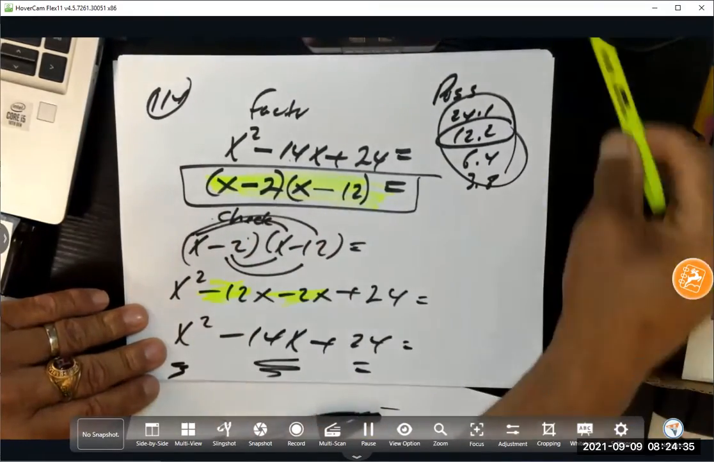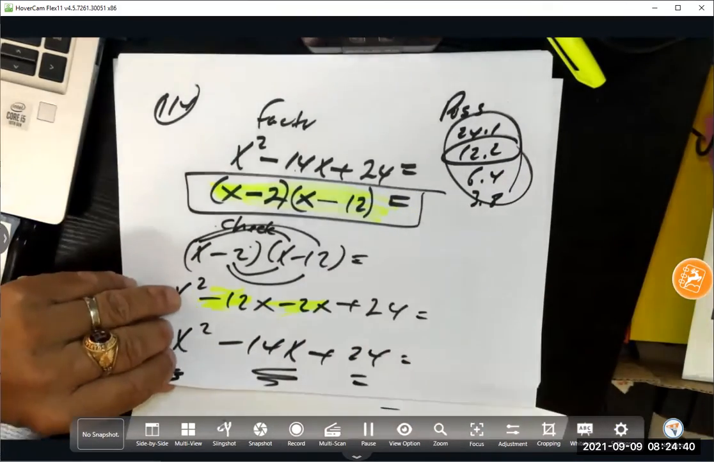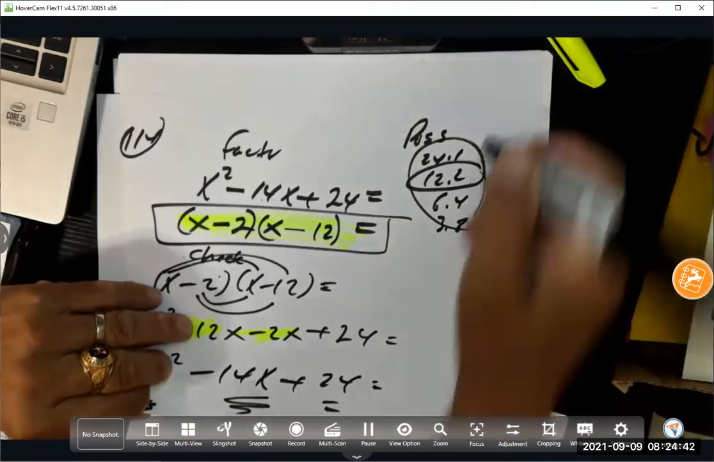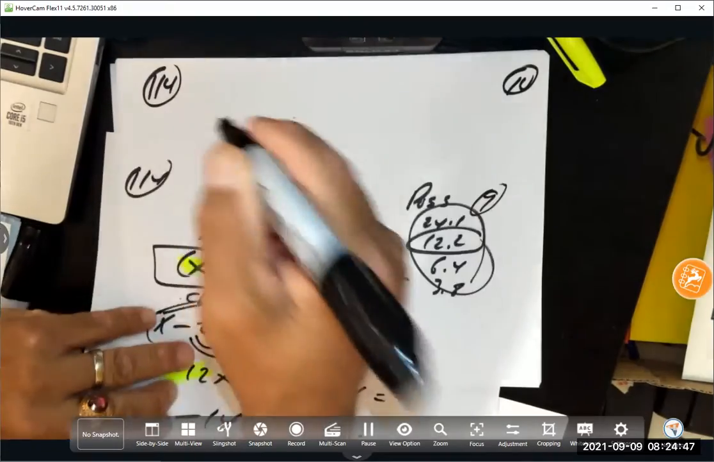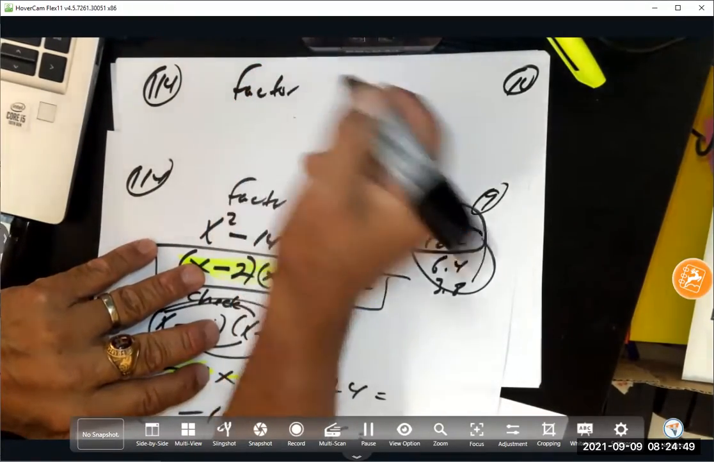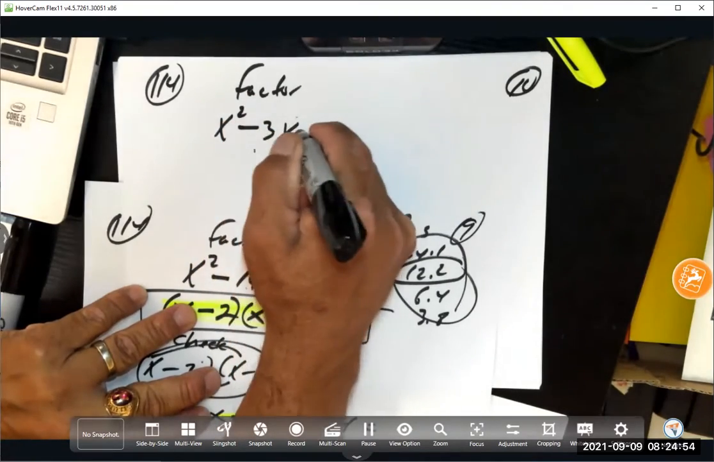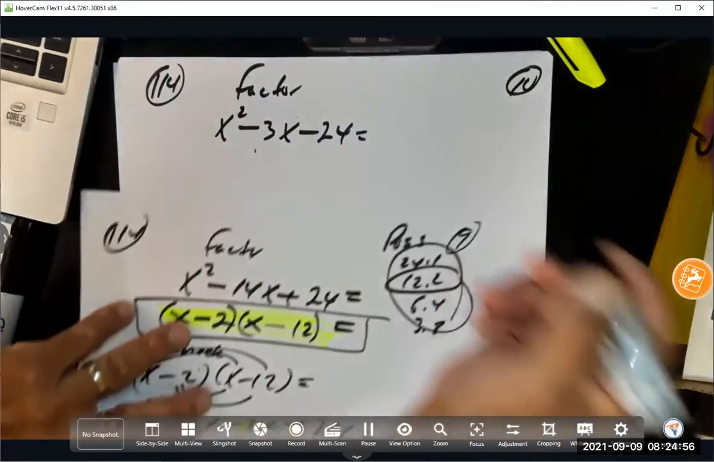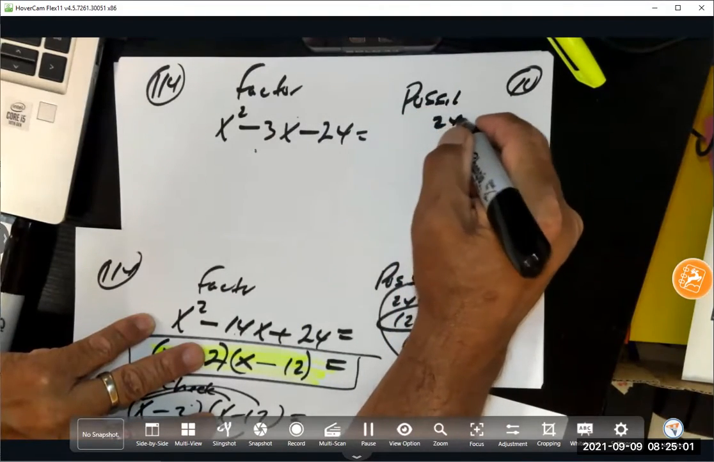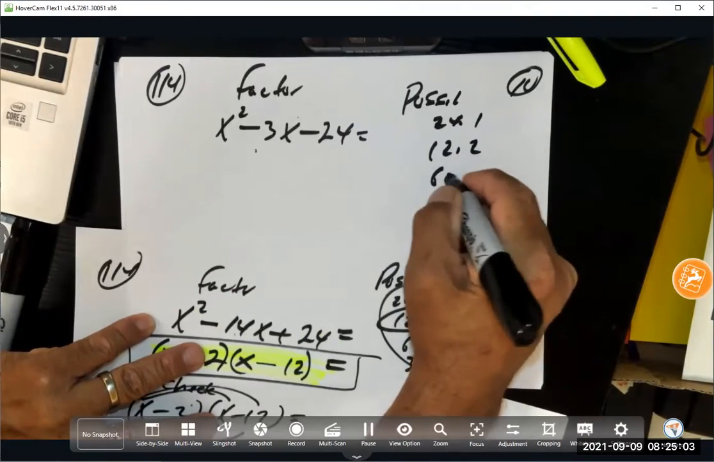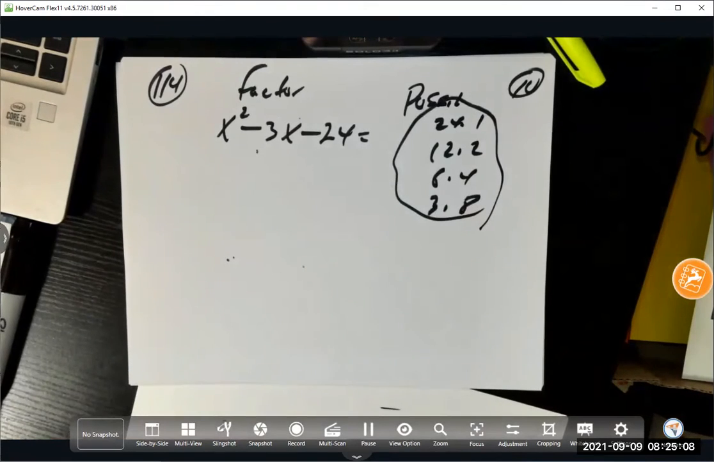Okay, let me change it again. Same thing. I'll use 24 again. All right. Let's say this is factor. This time you have x squared minus 3x minus 24. Okay. And the possible numbers are 24 times 1, 12 times 2, 6 times 4, 3 times 8. All these are 24s, right?